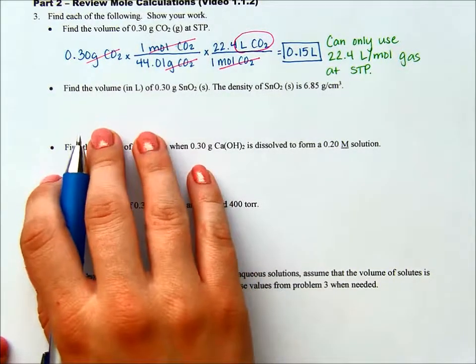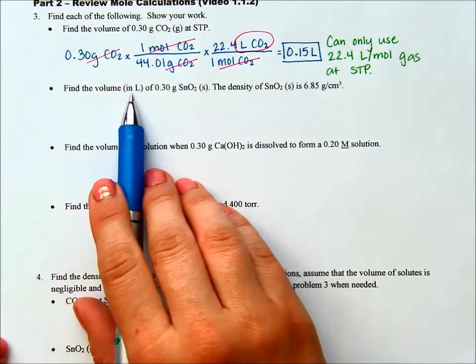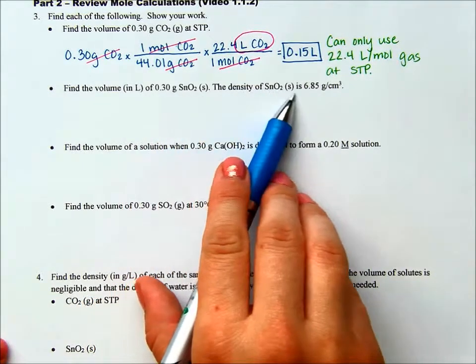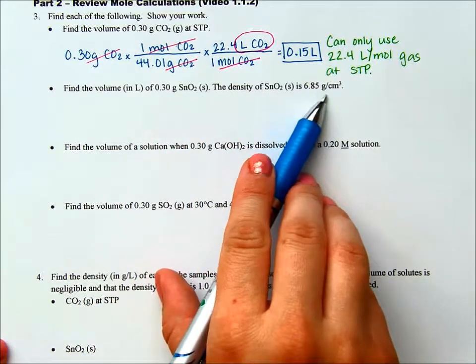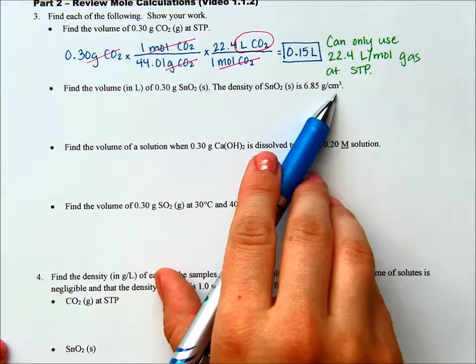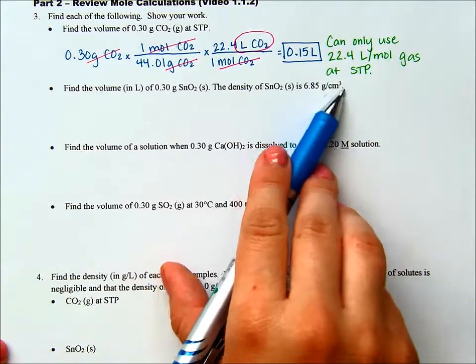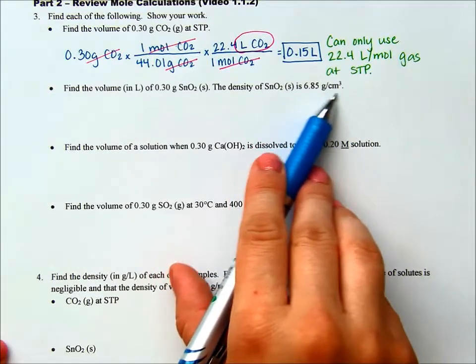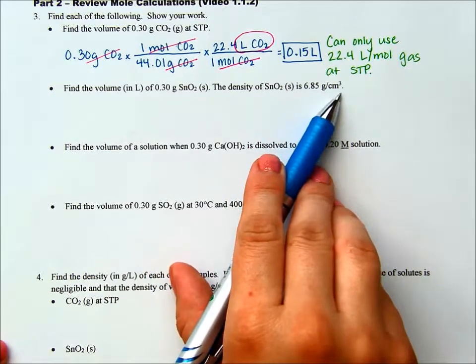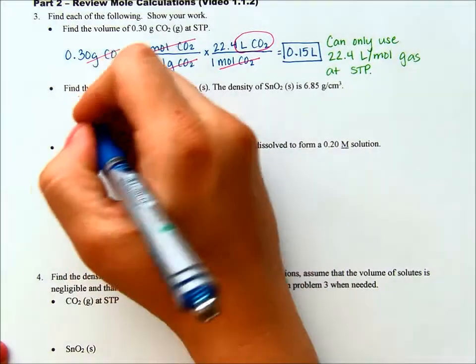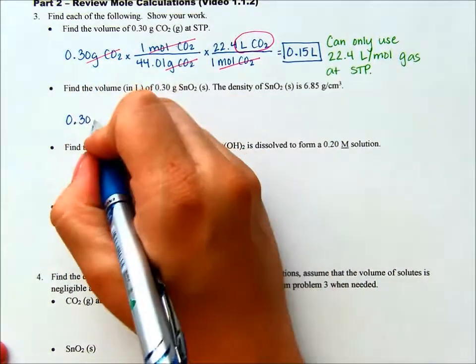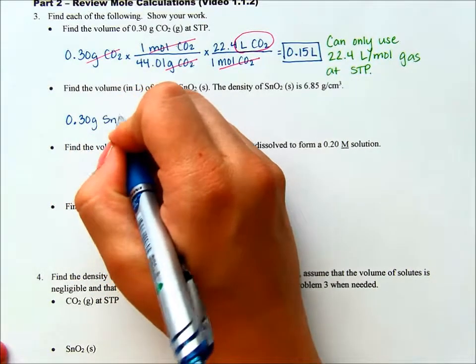Okay, going to the next one. Finding the volume in liters of 0.3 grams of tin oxide. The density of tin oxide is 6.85 grams per cubic centimeter. Cubic centimeter is a volume, grams is a mass. This whole thing here, grams per cubic centimeter, that's going to be our units of our density in this case. So again, I'm always going to write down what I'm starting with. So 0.30 grams, SnO2.